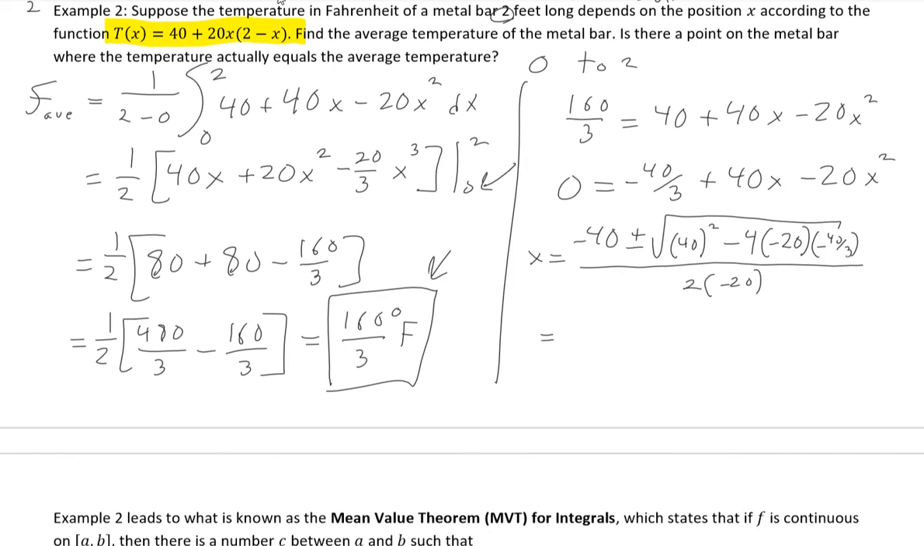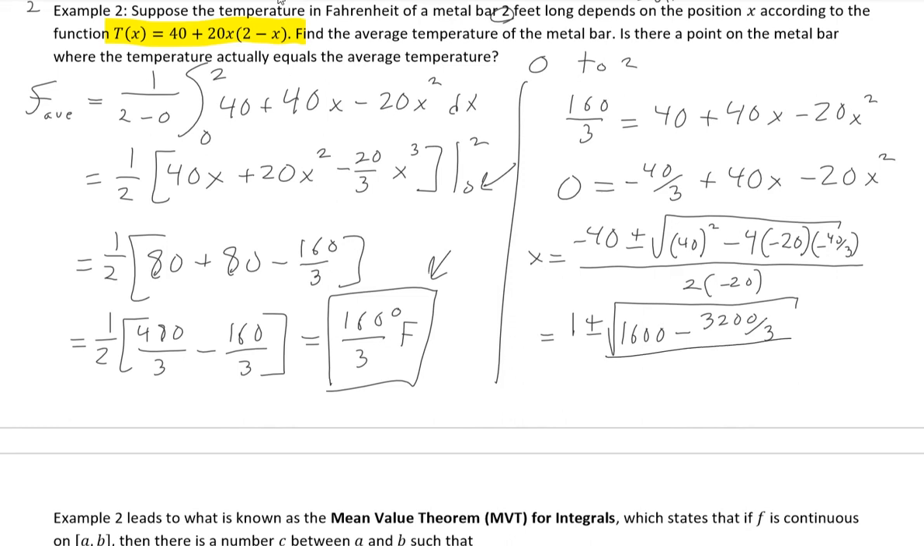All right, 2 times negative 20, that's negative 40. Divide by negative 40, that's a 1. Plus or minus the square root. That is 40 squared, which is 4 times 4 is 16 plus 2 zeros, so 1600. This is 3 minuses, so that still is a minus. 4 times 20 is 80 times another 40 gives me 3,200 divided by 3.